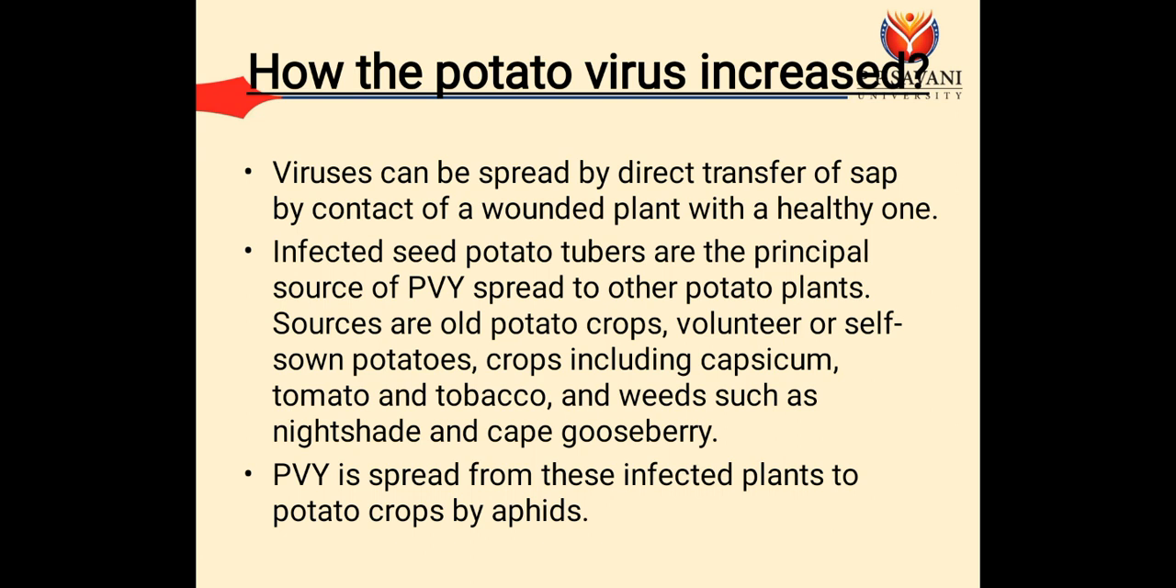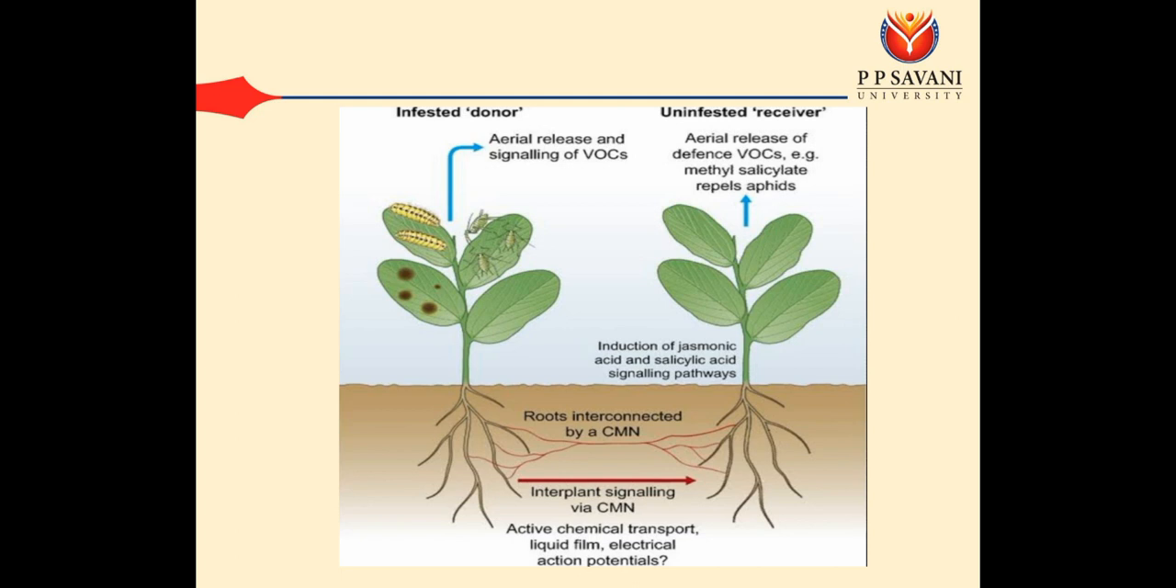Then how the potato virus is increased. Viruses can be spread by direct transfer and sap by contact of a wounded plant with a healthy one. Infected seed potato tubers are the principal source of PVY spread to other potato plants. Other sources are old potato crops including capsicum, tomato and tobacco. Potato virus Y is spread from these infected plants to potato crops by aphids.